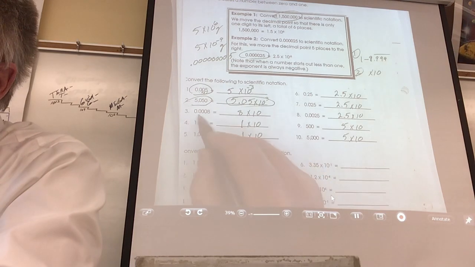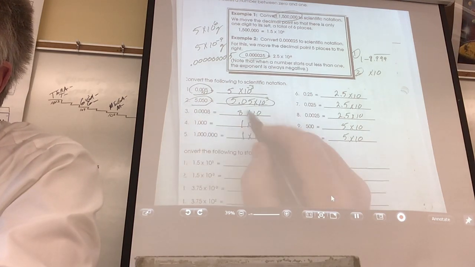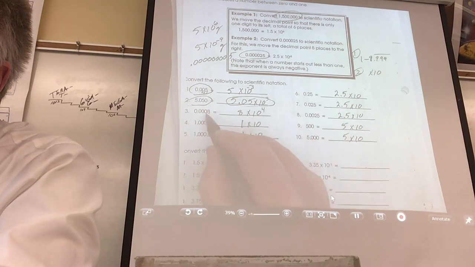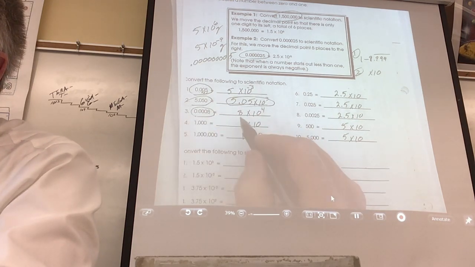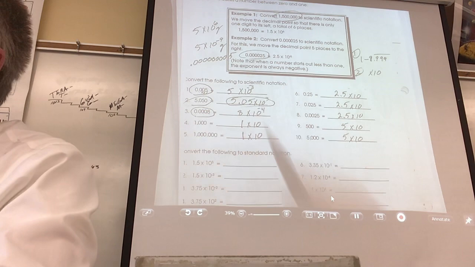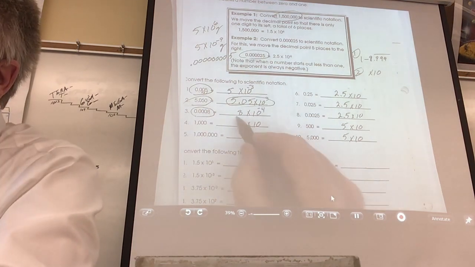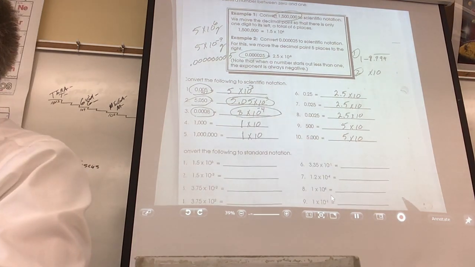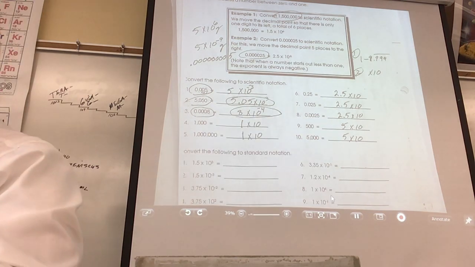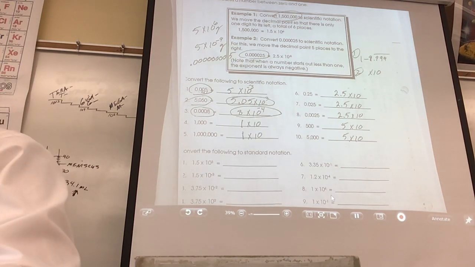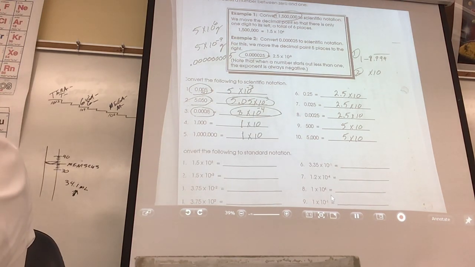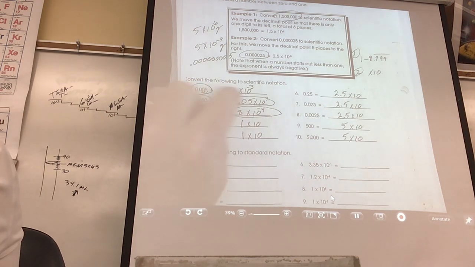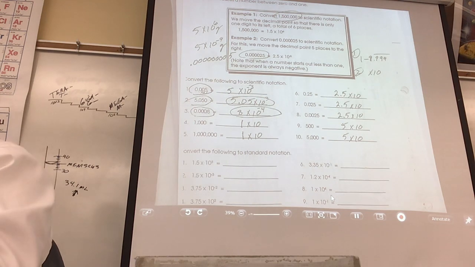Next one. I moved it 1, 2, 3, 4 places. But wait a minute. What kind of number is this? Oh, you're a decimal. See? Look at this. That's a small number, isn't it? What do you think? If you do it like the math teacher or the science book, they'll tell you if you moved it to the right, negative exponent, but don't do that.